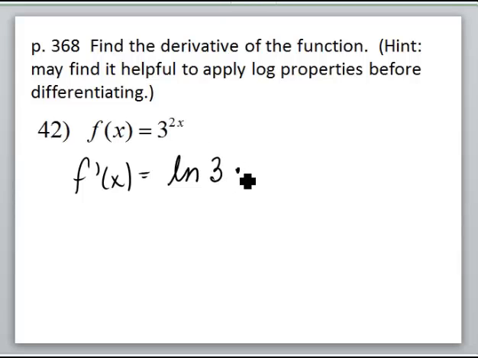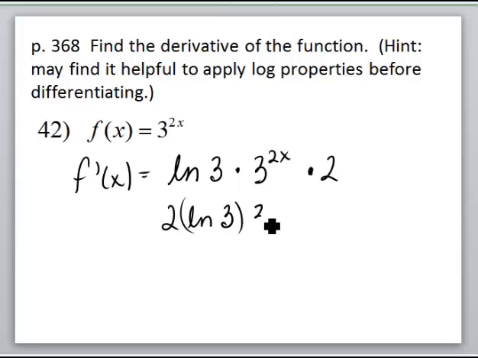and then times the 3 to the 2x, and then we'll take the derivative of the exponent, which is times 2. Really, there's not a whole lot we can simplify. We can move that 2 out front. We could say this is 2 ln of 3. We can put some parentheses in here to hold things together so that you can see they're all multiplied together, but that's really all we can do.